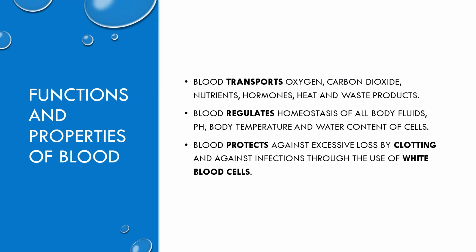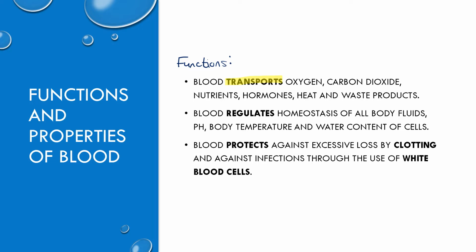Now, blood has three general functions. First one is transportation. So blood transports oxygen from the lungs to the cells of the body, and it also transports carbon dioxide from body cells back to the lungs for exhalation. It also carries nutrients from the gastrointestinal tract to body cells, and hormones from endocrine glands to other body cells. Now, blood also transports heat and waste products to various organs for elimination from the body. So a lot of transportation happening within the blood.